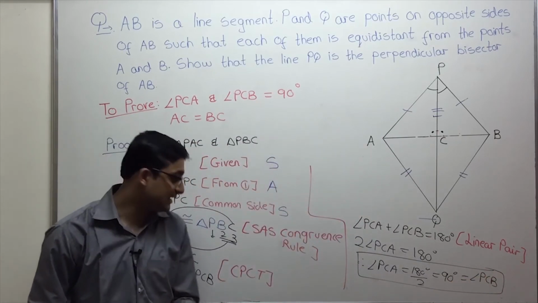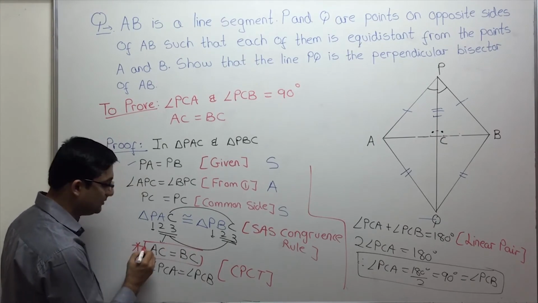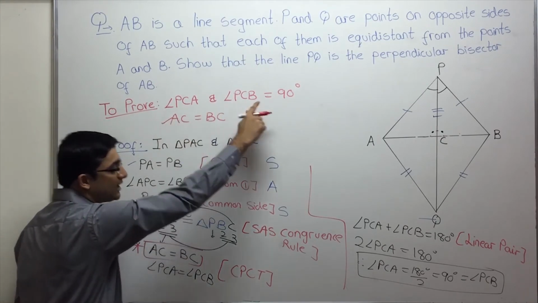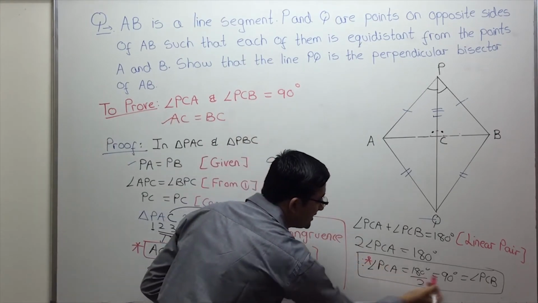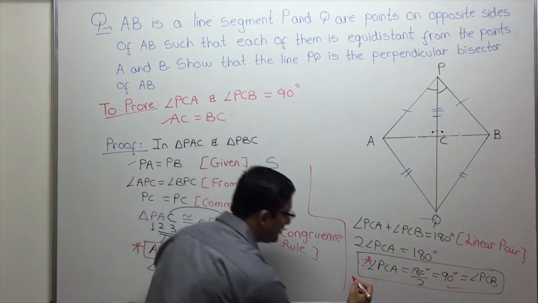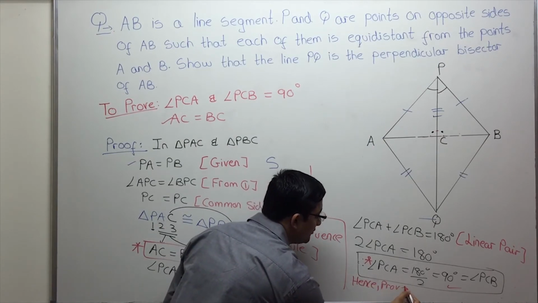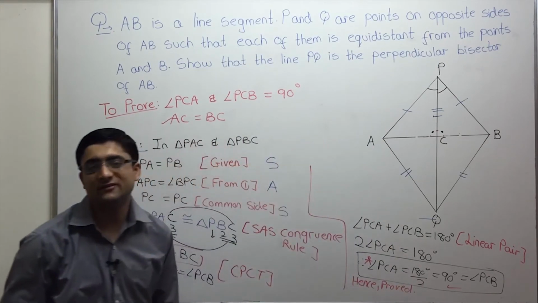So we have proved both the things. That is, we have shown over here AC is equal to BC. Check. Next, these two angles are 90. PCA is equal to 90 is equal to PCB. Check. Hence proved. So write over here in small, hence proved. So we know the proof is over. So this is how you solve this question, right?